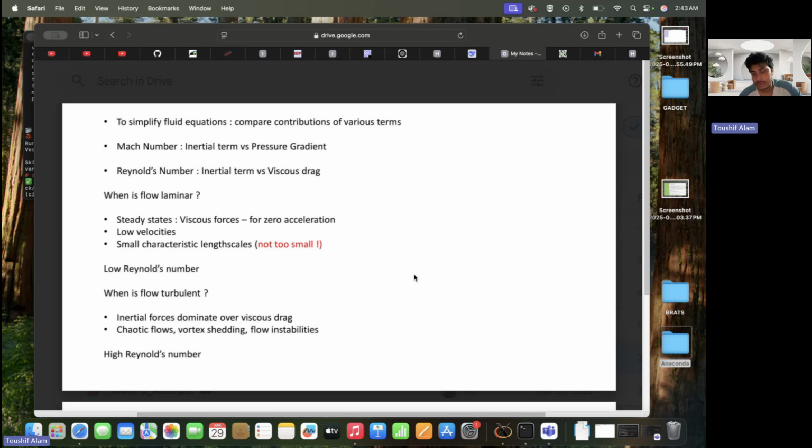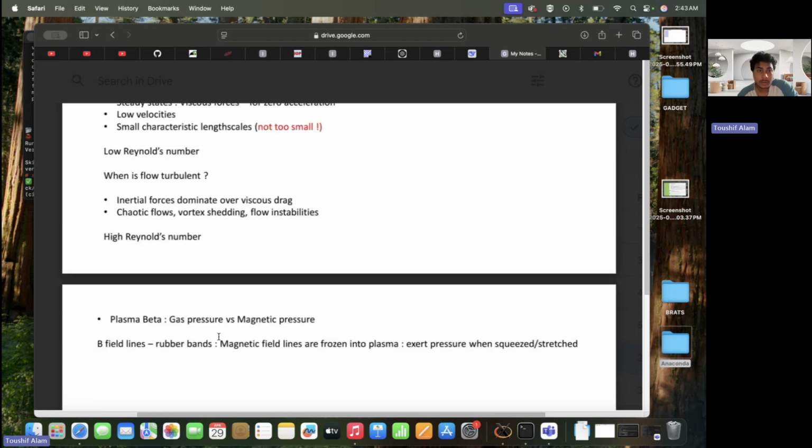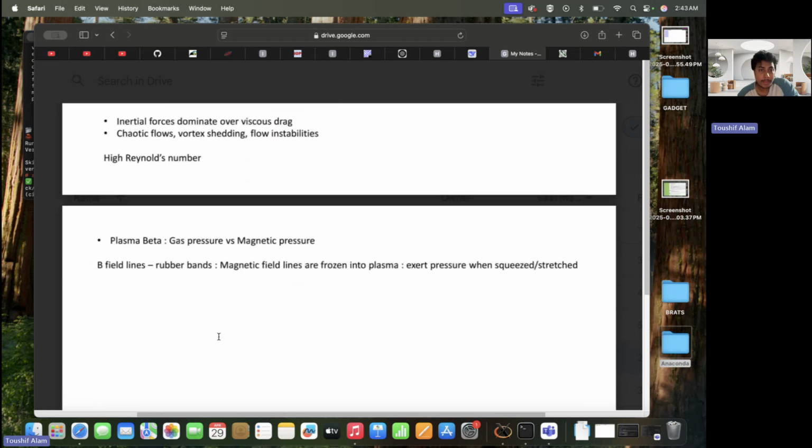Vortex shedding is when a vortex forms in the flow of fluid, when the double derivative of the flow will be zero. So there will be a saddle point kind of velocity. There will be vortex shedding. Flow instability means there will be instability in the flow. So then the flow is called turbulent, corresponding to a high Reynolds number.